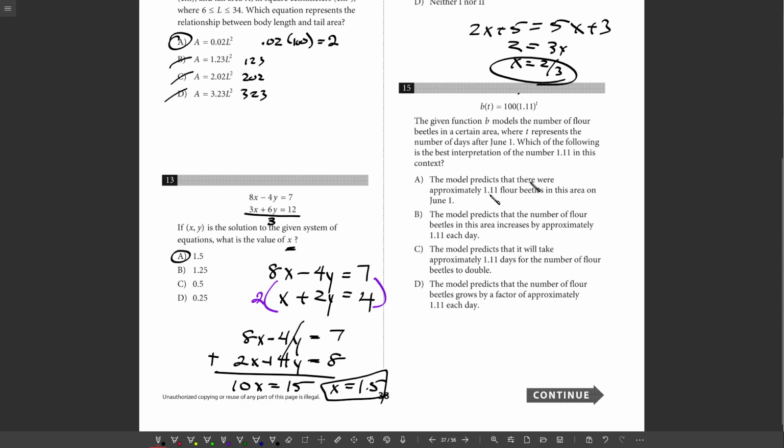So the model predicts that there were approximately 1.11 flower beetles. No, the initial is 100, not 1.11. Does it increase by approximately 1.11? Well, by a factor of 1.11. It'll multiply by 1.11. Doesn't increase by 1.11. The model predicts that it will take approximately 1.11 days for the thing to double. This is not a doubling period, but I like D. The model predicts that the number of flower beetles grows by a factor of approximately 1.11. In other words, you're multiplying your number of beetles by 1.11 for every day that passes. So that means 15 is D.